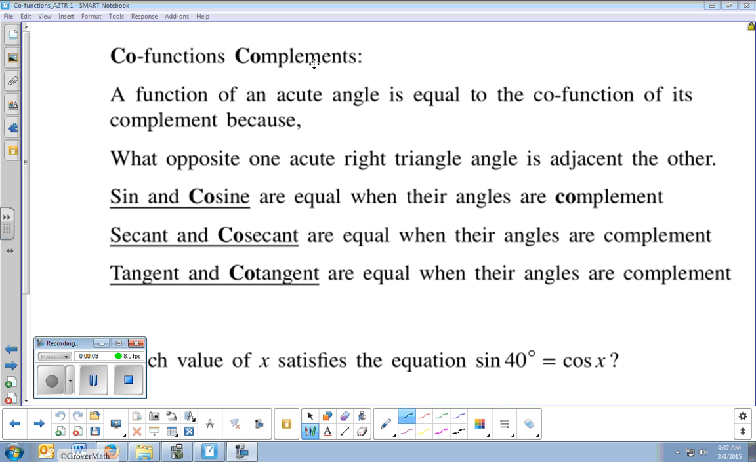Cofunctions, complements. Notice that the word complement starts with a CO, and so does cofunctions. A function of an acute angle is equal to the cofunction of its complement, because what's opposite one acute right triangle angle is adjacent to the other. Saying it out like that sounds definitely very confusing.